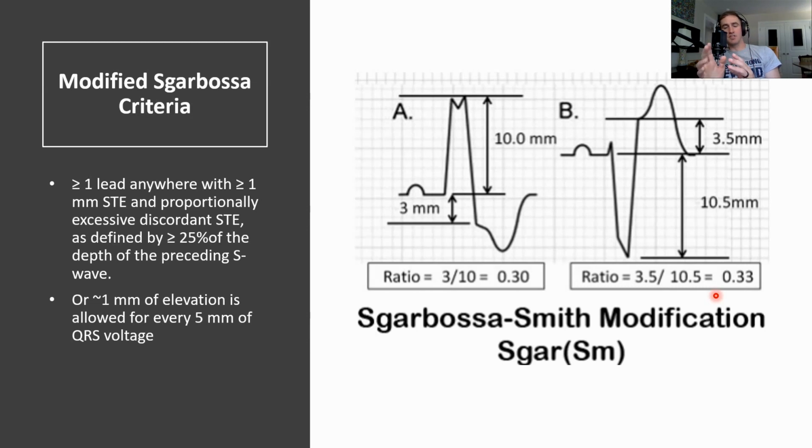To simplify it a little bit, we can allow 1 millimeter of elevation for about every 5 millimeters of QRS voltage. So in this example, the QRS complex is 10 millimeters. We have 5, so we'll allow 1 millimeter of ST depression here. And then we have another 5, so we'll allow a total of 2 millimeters of ST depression. So this is a patient that does meet the modified Sgarbossa criteria.